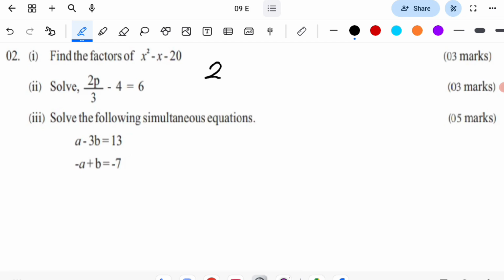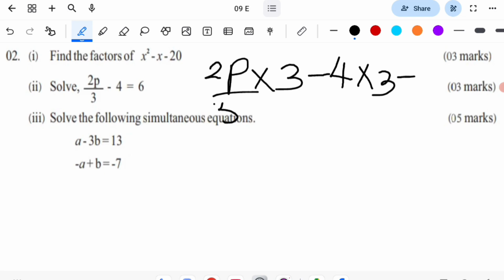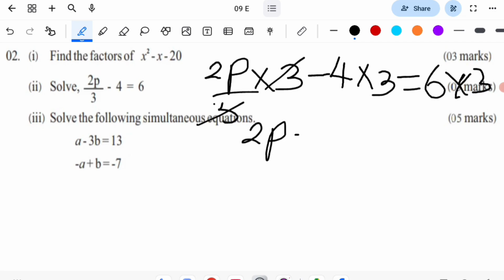2p over 3 multiplied by 3. First term multiplied by 3 minus 4 multiplied by 3 should be equal to 6 multiplied by 3. Then we can cancel out 3 and 3 in the first term. 2p minus 4 into 3 is 12, equals 6 into 3 is 18.